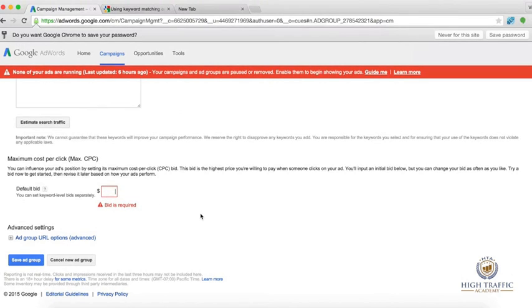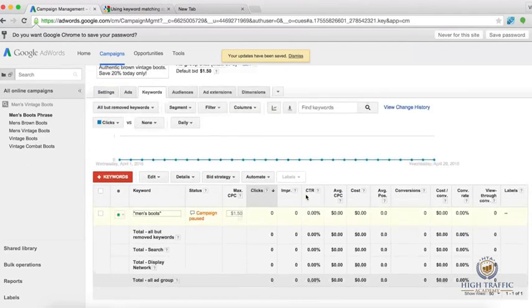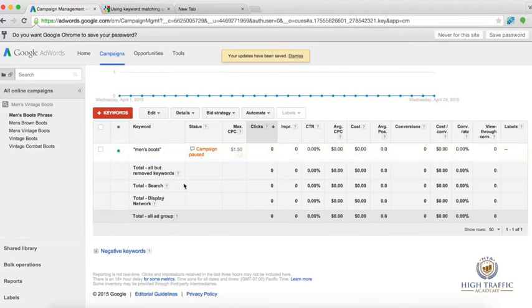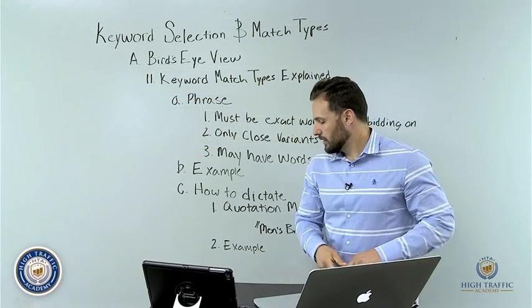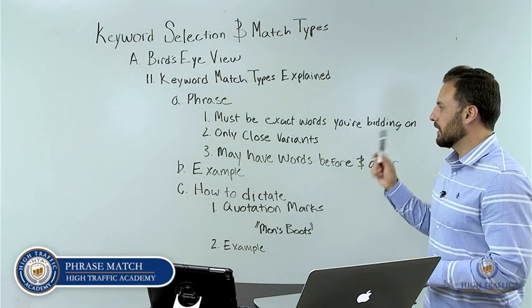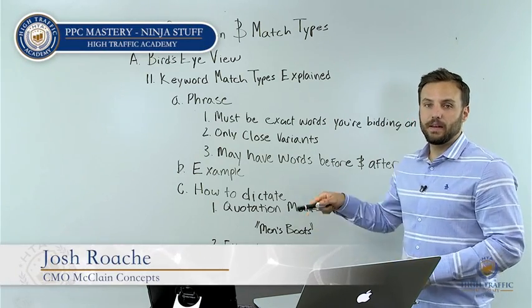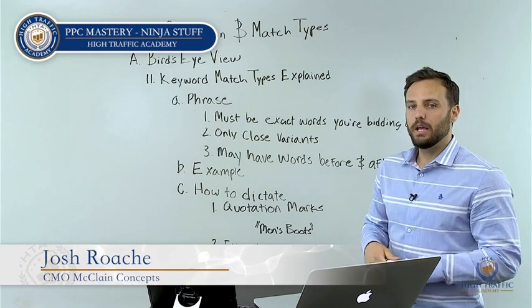We're going to give this a default bid of the same as the other, $1.50. We'll just save the ad group. This one, as you see in your dashboard, will show you the key phrase in quotation marks so that you know and Google knows this is a phrase match selection. So that's it. That's the key definition of a phrase match keyword selection. I showed you a few examples, how to dictate it, and an example of actually setting it up in Google AdWords.